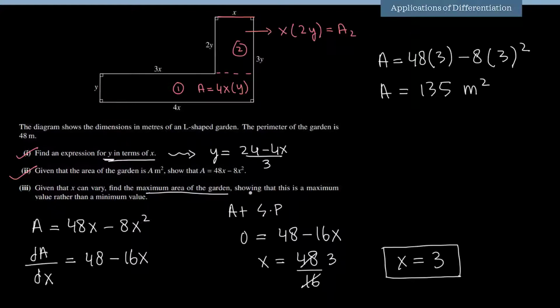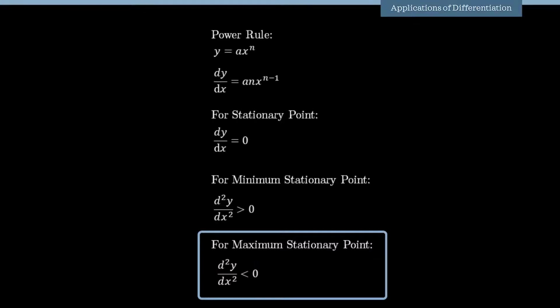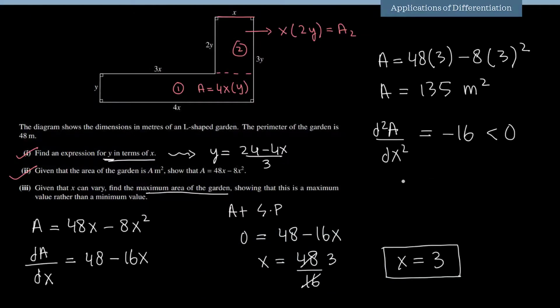Next, I need to show that this is a maximum value rather than a minimum value. So to show that the nature is a maximum rather than a minimum, I'll need to take the double derivative. So I'll differentiate this equation again. d squared A upon dx squared. The double derivative would be equal to, 48 is a constant so its derivative would be 0, and the derivative of minus 16x would be minus 16. This is the double derivative, which is less than 0. And when the double derivative is less than 0, the stationary point is a maximum stationary point. So I've shown that this value of area is a maximum value. This was the answer to the third part of the question.